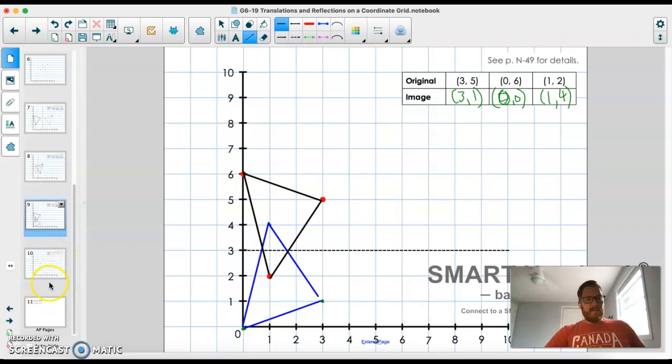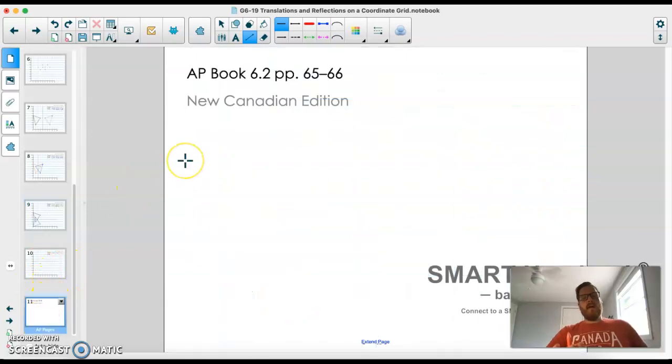There's one more slide that looks very similar, but I'm almost out of time. So at this point, you can practice your reflections and translations in a coordinate grid, page 65 and 66.